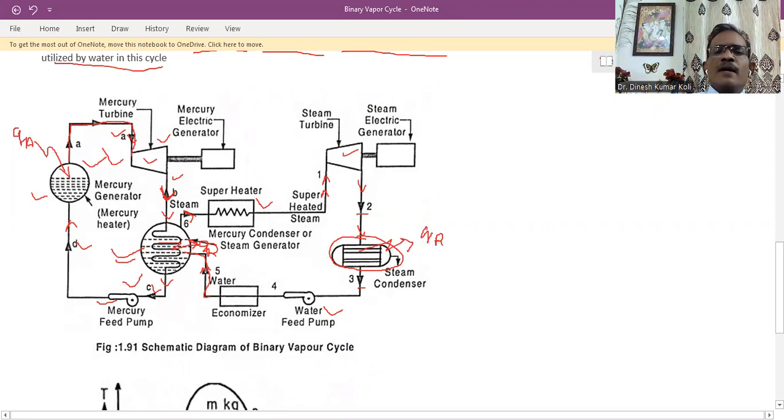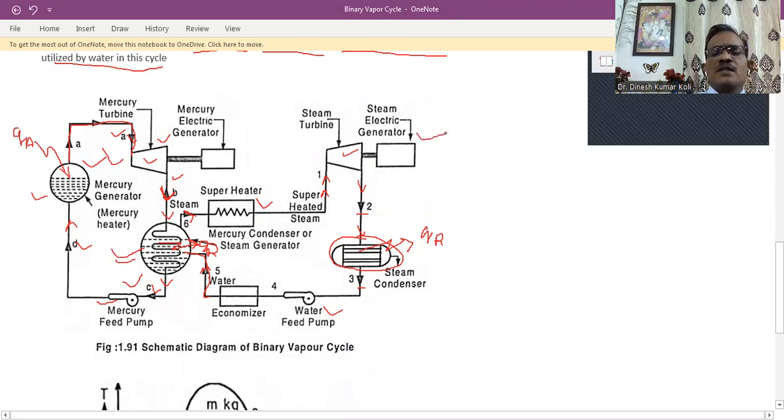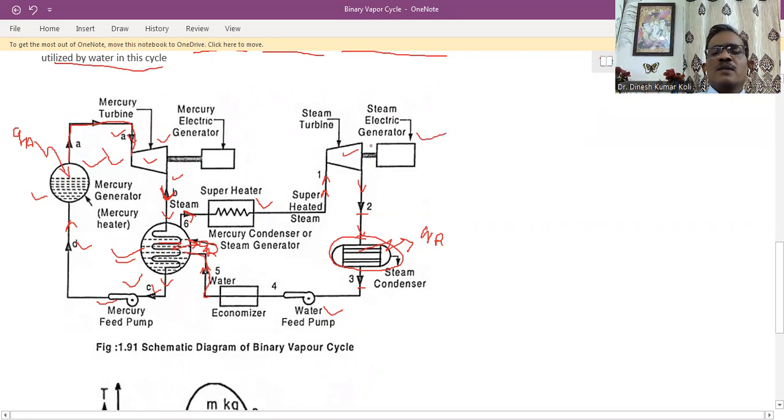Now here you can see the electric steam generator. The steam turbine is coupled with the electric generator and produces power here. Also, the electric mercury generator: the mercury turbine also produces work. So in this way, we are getting work from both the turbines. But the main concept is that the mercury cycle operates at a very high temperature and rejects heat at high temperature, so the feed water takes that heat. So this is only the schematic diagram.